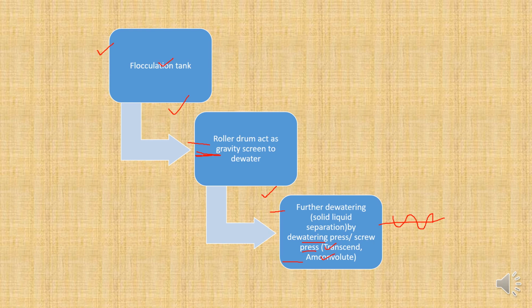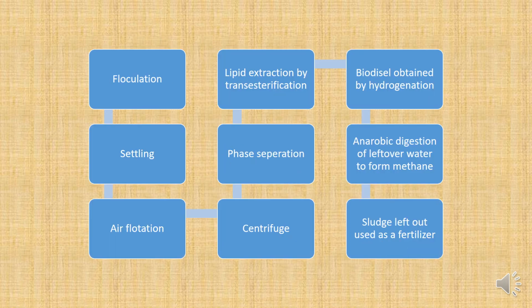The size of the machine can vary, from very large to even small size also. So various size models can be obtained from these two companies, that is Transcend and Amcovolute. So that was the process that is used in Amcovolute and Transcend.